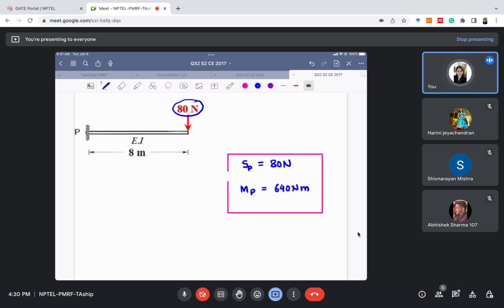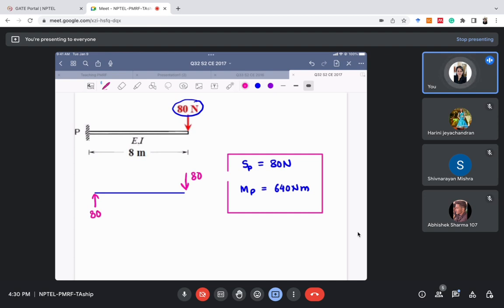Okay, so I'm drawing the free body diagram. Here we have this 80 Newton load. At the support, what will be the load? The load will be upward 80 Newton, right? In order to balance the vertical equilibrium.